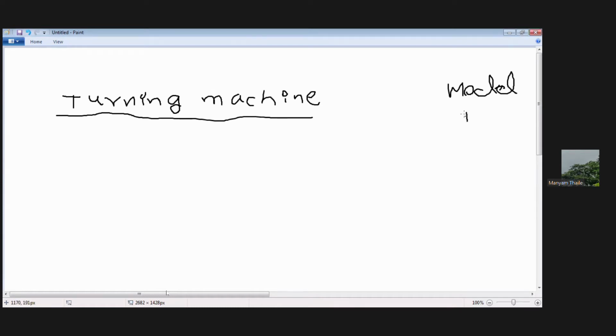Definition of Turing machine, and what is the concept? The concept of the Turing machine, how it recognizes the languages.